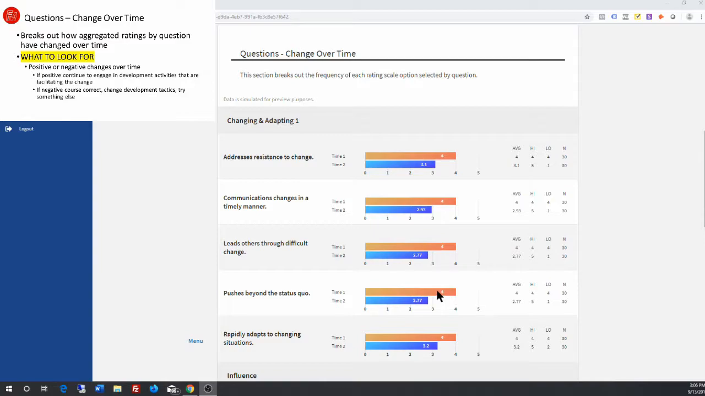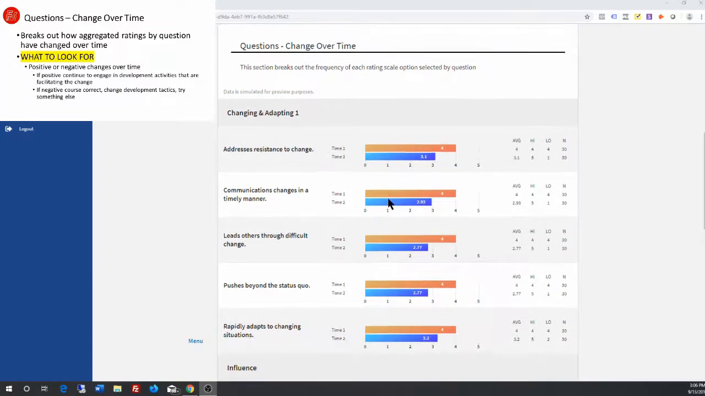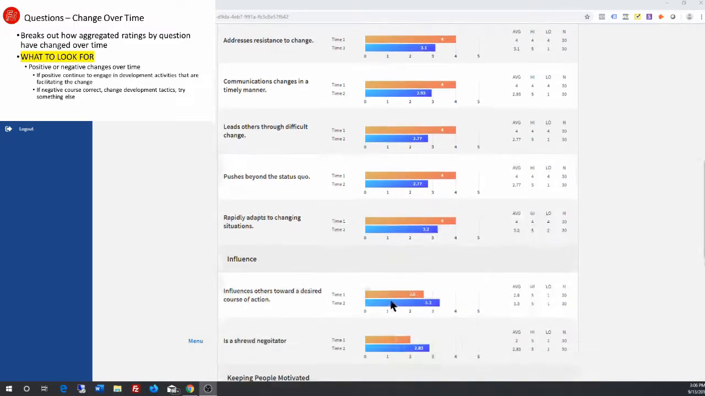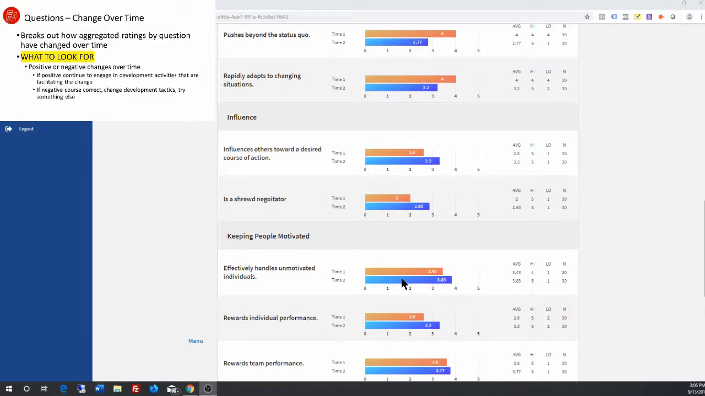And so once again, here is what the questions change over time section looks like. In this case, changing and adapting, we can see that the person is going backwards a little bit. And in all of the other sections, they're showing improvement for each of the questions.